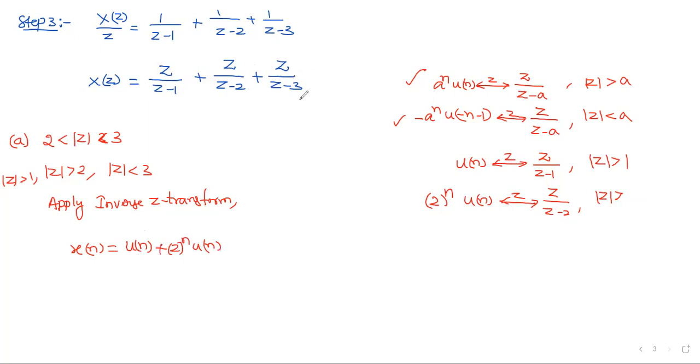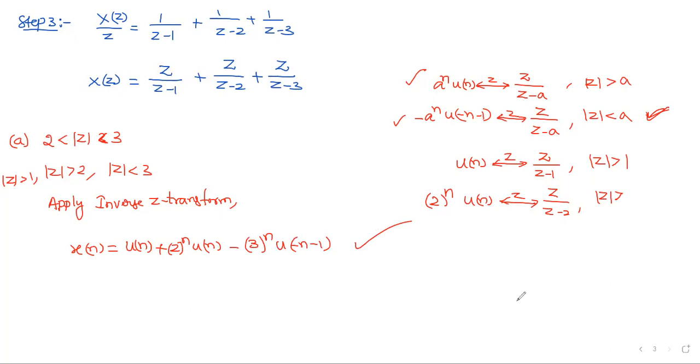This one, Z by Z minus 3. Is this a right-sided or left-sided? You see that ROC? Mod Z is less than 3. That means this is a left-sided signal. Now, what does the left-sided signal mean? We need to consider the second one. That means minus a power n, that is minus 3 power n U of minus n minus 1. This is the inverse Z transform. Is there any difficulty? You try on your own.